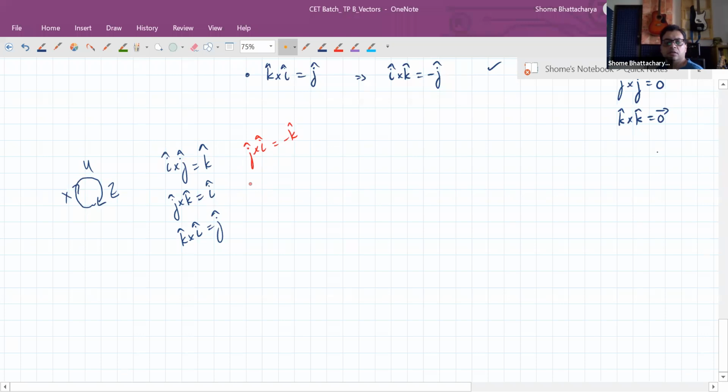If I take k cross j, I'm going from z to y, so I'm going opposite to this arrow, so I'll get minus i cap. So this is a simple tool to remember the set of formulae, that which one of the cross products gives us a minus sign and which one gives us a positive sign. This is an easy way to remember this.